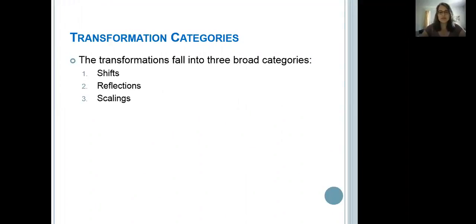Transformations can all be put into three broad categories: shifts, reflections, and scales or scalings. Now, shifts move graphs side to side or up and down. This is like taking your chair and moving it to another spot on a table. Okay?